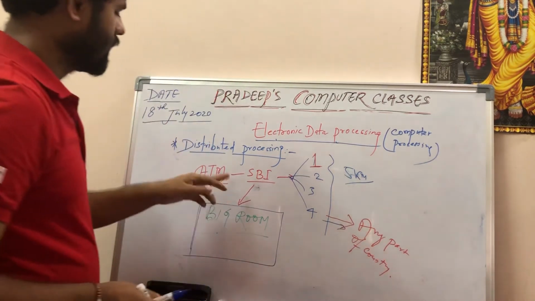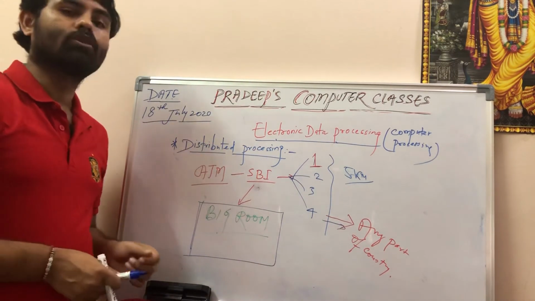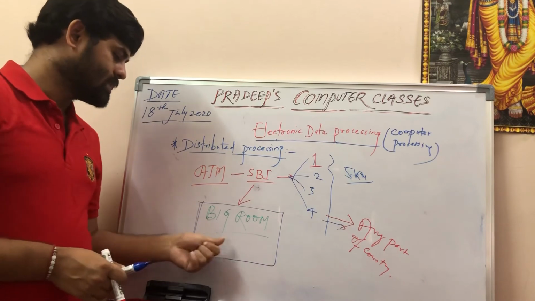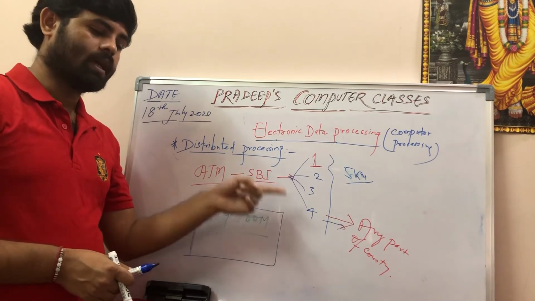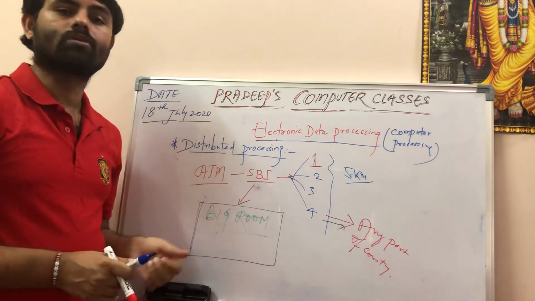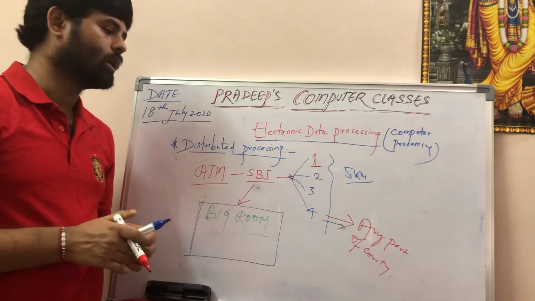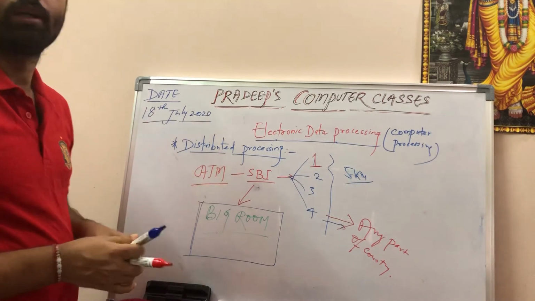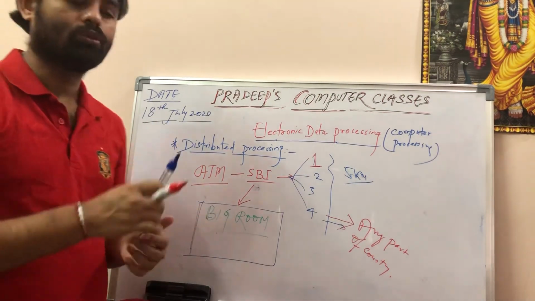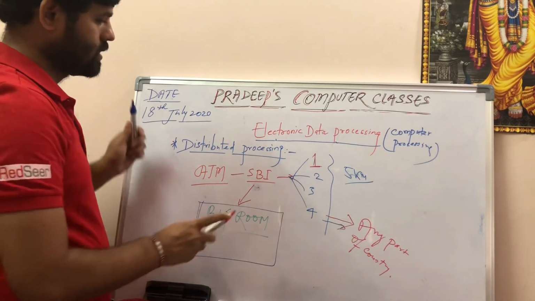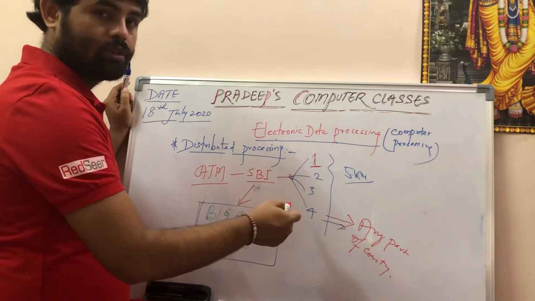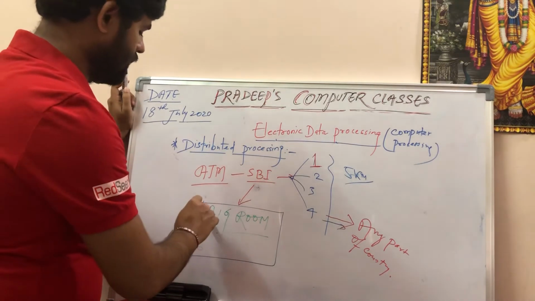So that means it is distributed processing. This particular detail is distributed to different places, and everybody can go and process their data. Everybody can go and transact whatever amount they want to transact from the ATM. So it is not like some jadoo, some magic is happening here.